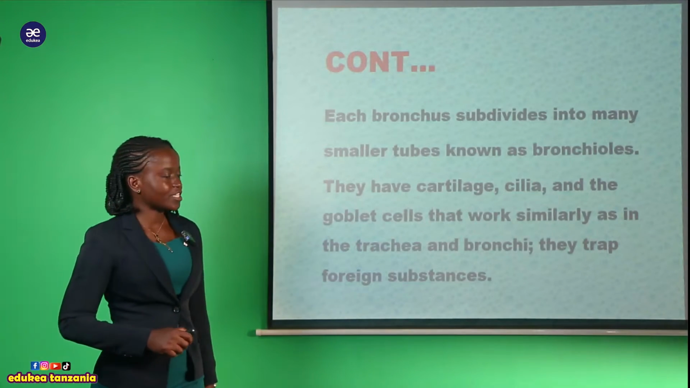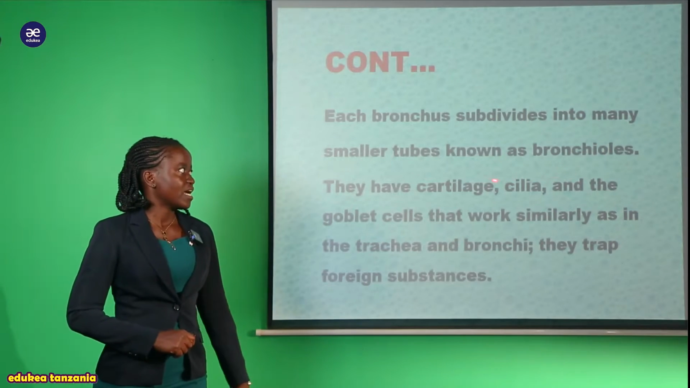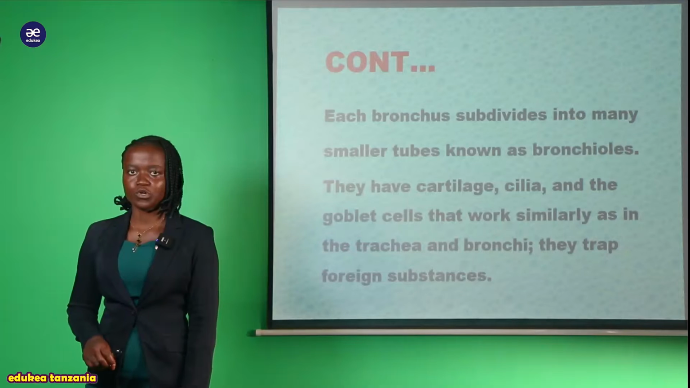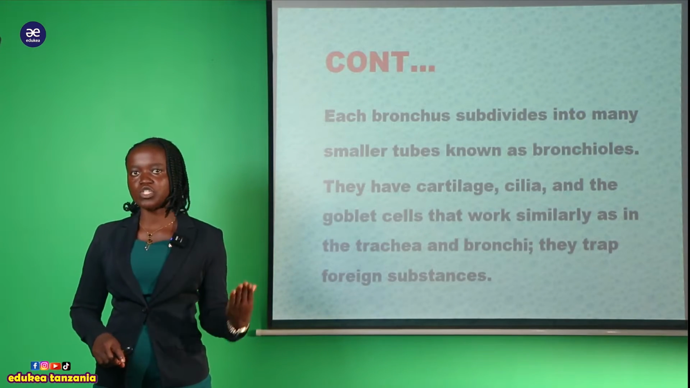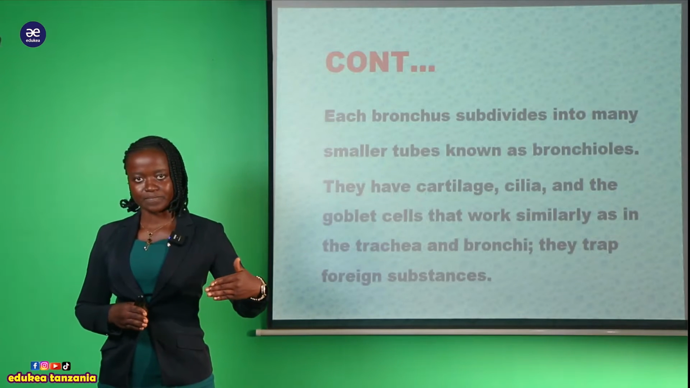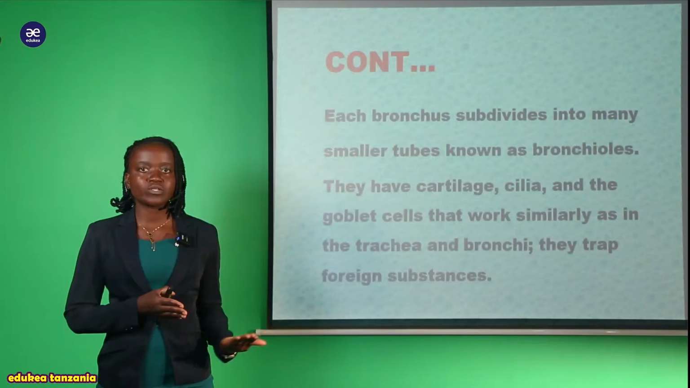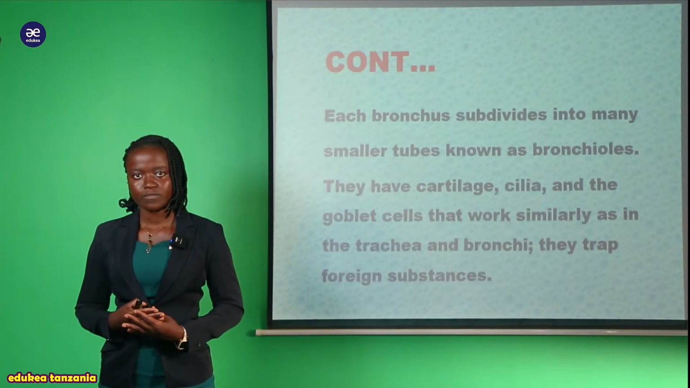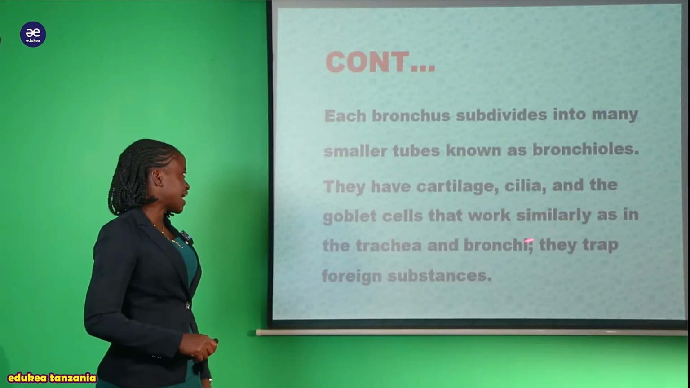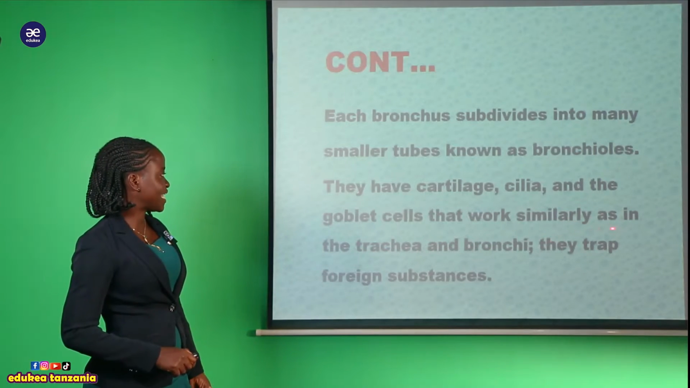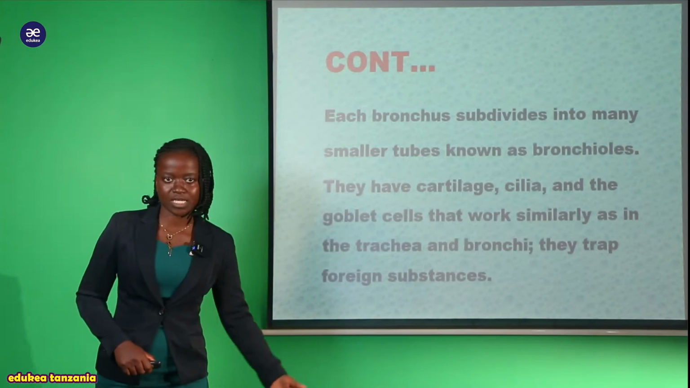So also we can say that each bronchus divides into many smaller tubes known as the bronchioles. The structure of the bronchus also divides. Coming out of the bronchus there is another structure called the bronchiole. So now we can say that they have cartilage, cilia, and goblet cells that work similarly as in the trachea and the bronchi. So they trap foreign dust and chemicals.